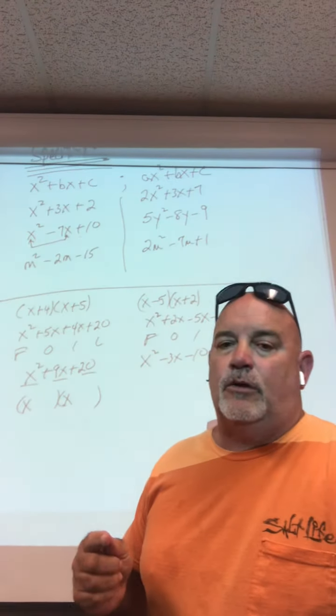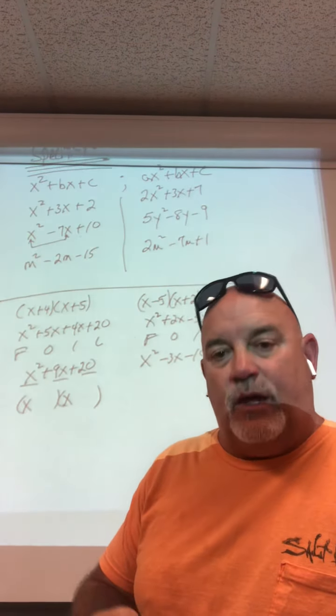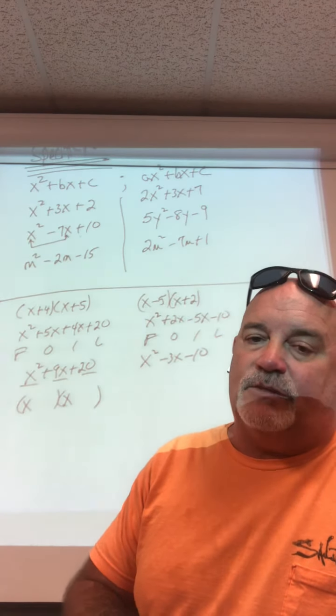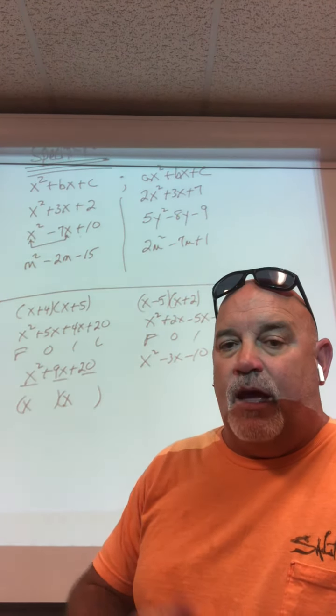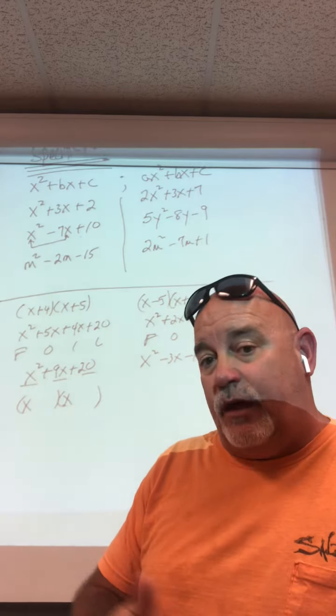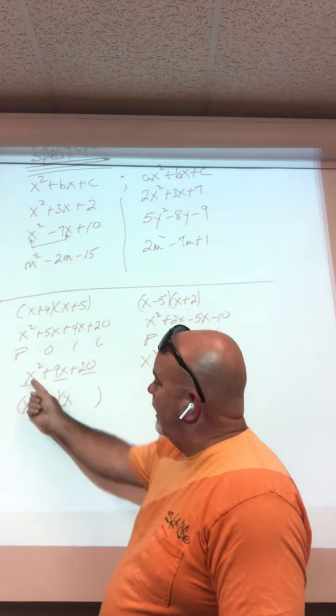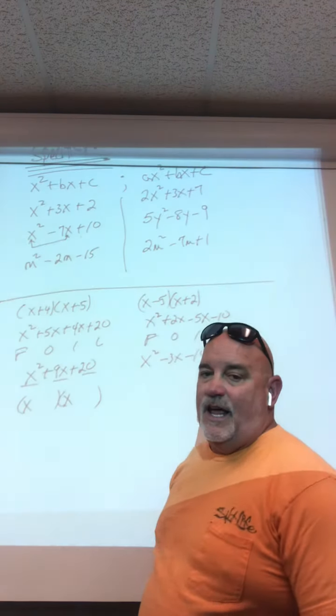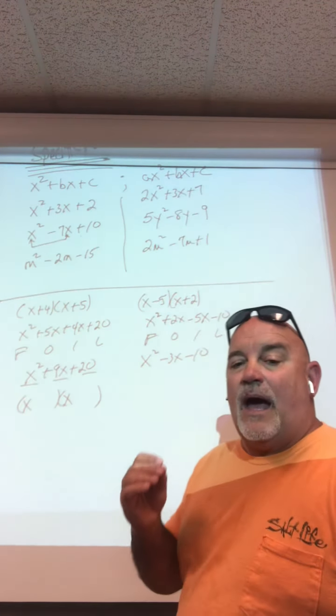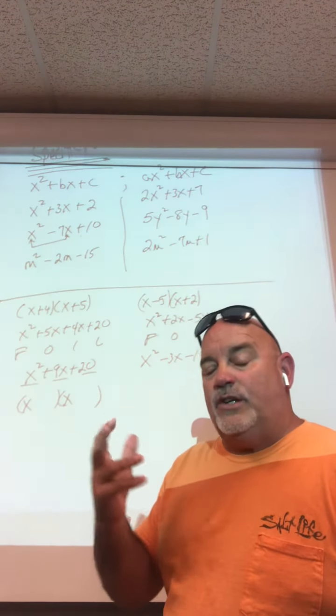Because if you multiply 1 times 20, you get 20. 2 times 10, you get 20. And 4 times 5, you get 20. So there's more than one option, unlike the x squared, which is x and x. Now, let me show you how you decide which numbers work.